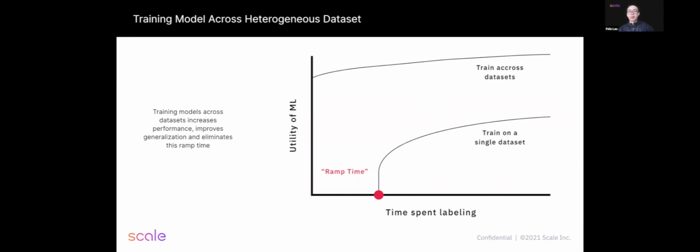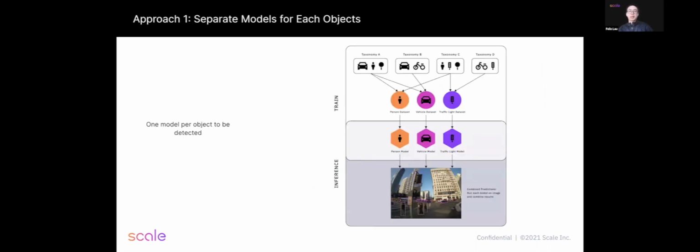In this ramp period, we need to wait for more data points to be annotated before we can deploy the models to production. However, if we train across the data sets, there's no such restriction because the model can utilize all the data points from other data sets. Now, I want to talk about the approaches to train on heterogeneous data sets.